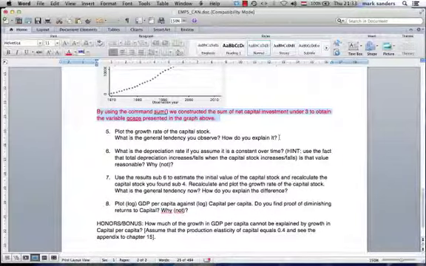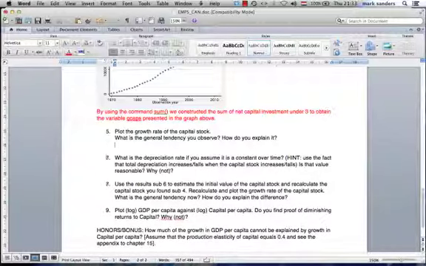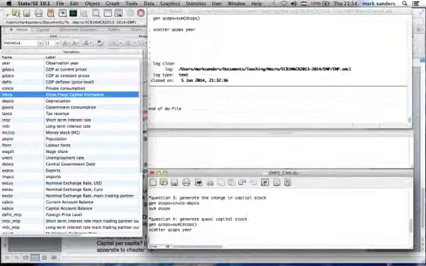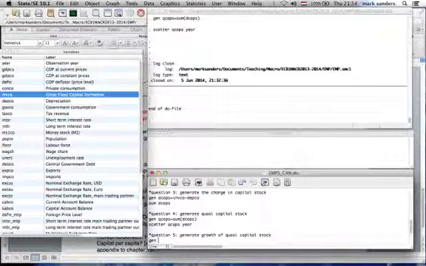Okay, plot the growth rate of the capital stock. What's the general tendency you observe? How do you explain it? So now what they're asking us to do is to look at the growth rate of this capital stock. So we have to construct that growth rate. Question 5, generate growth of quasi-capital stock. We know how to generate a growth rate by now.